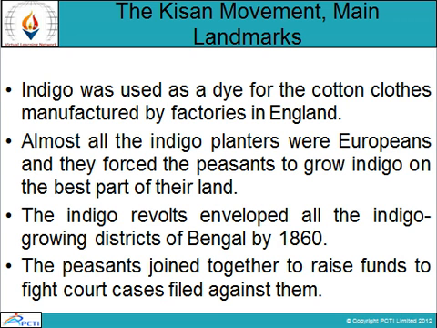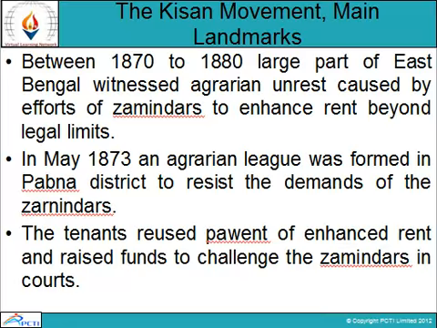Indigo was used as a dye for the cotton cloth manufactured by factories in England. Almost all the indigo planters were Europeans, and they forced the peasants to grow indigo on the best part of their land. The indigo revolt involved all the indigo growing districts of Bengal by 1860. The peasants joined together to raise funds to fight court cases filed against them.